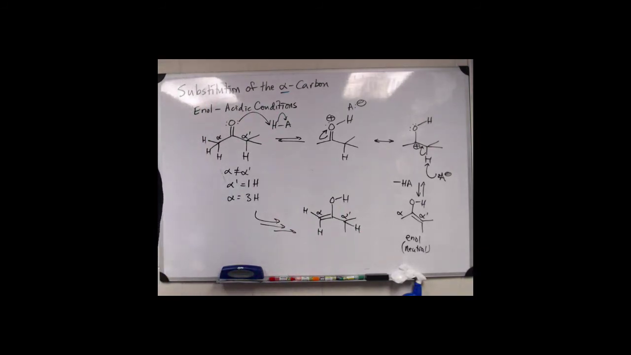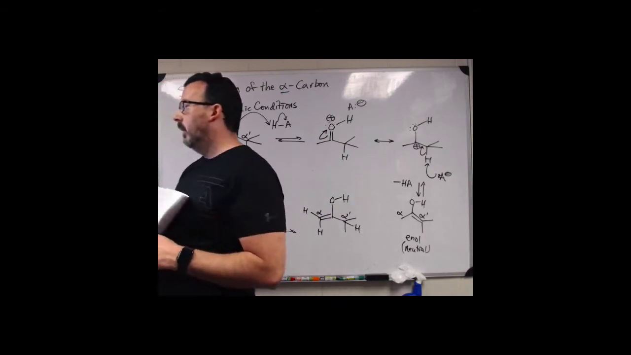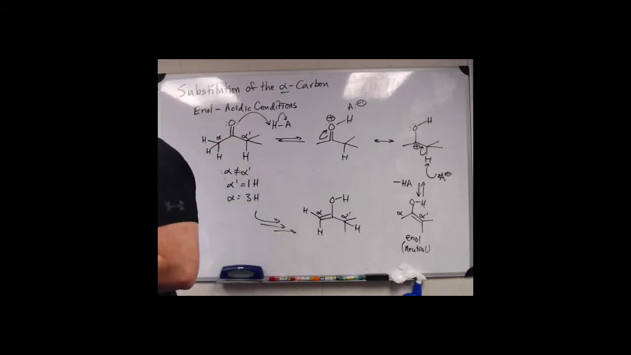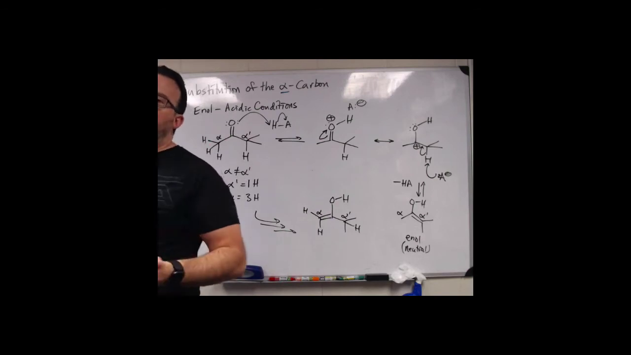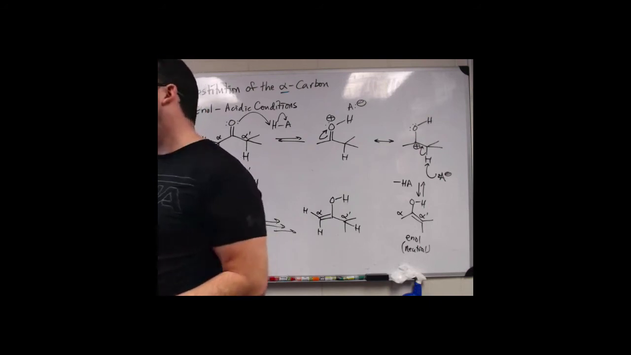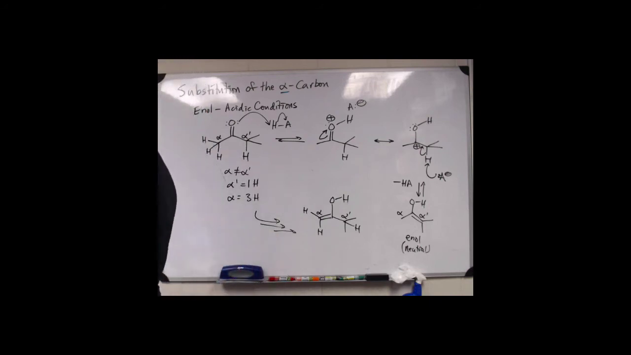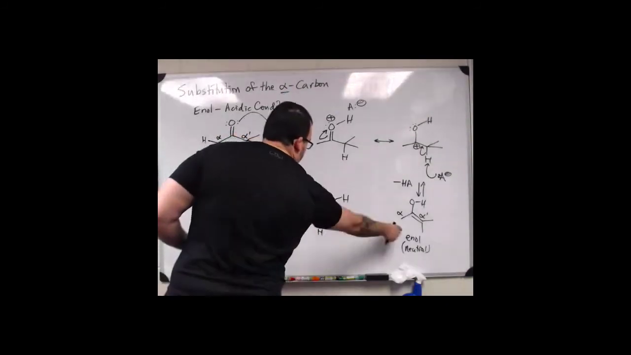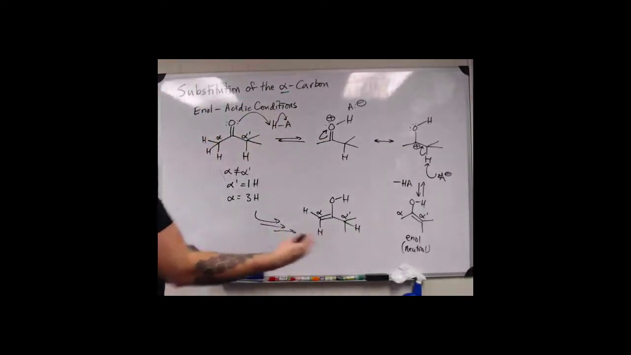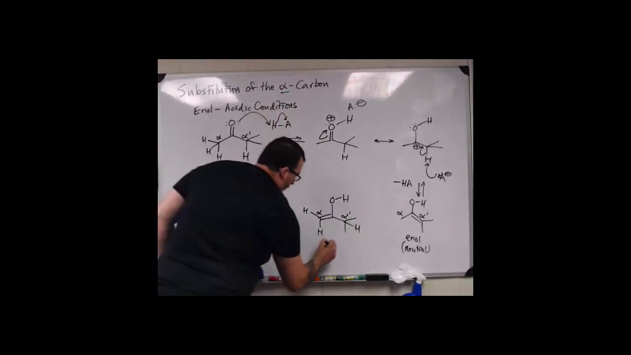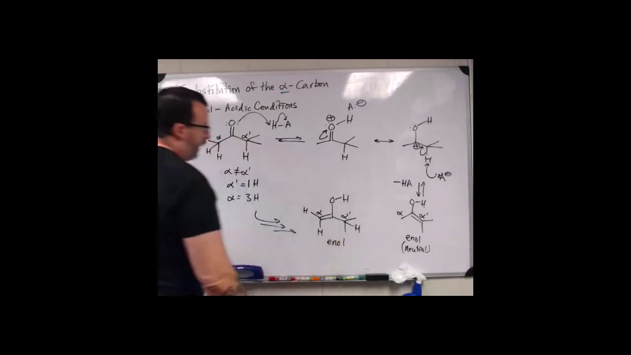So Allison asks, is there a rule for labeling alpha and alpha prime? Not really. There's no rule. I think it's just completely arbitrary on my part. However you label it, just be consistent through your mechanism. So again, the question was, what's the relationship between these two structures? Of those two, which one do you think is the most stable and why?